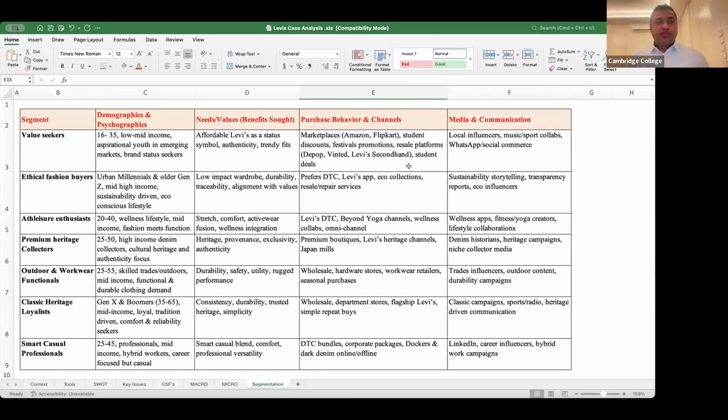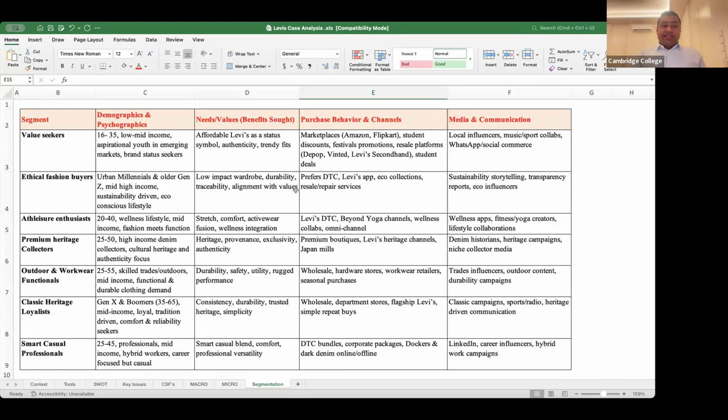There are what we call value seekers, mainly the young, low mid income. Then you have ethical fashion buyers, urban millennials, older Gen Z, mid high income, and you have their values, their beliefs, their demographics, their purchase behaviors, possibly some of the channels they would use, and the media and communication that you can target them with. So with the limited case material, we will put this together.